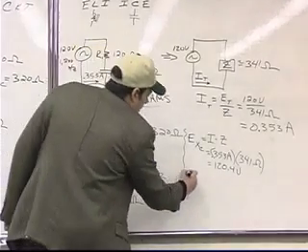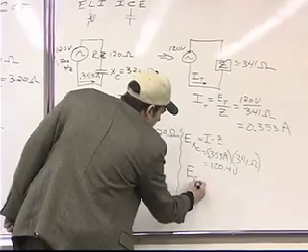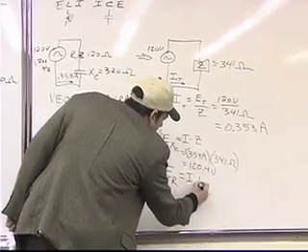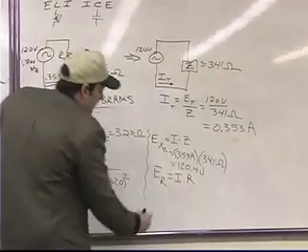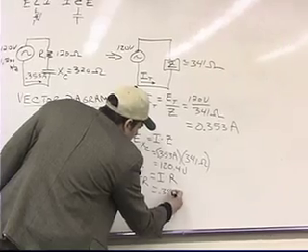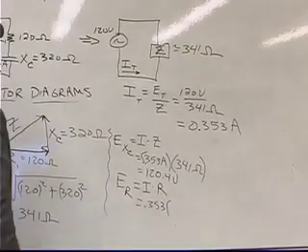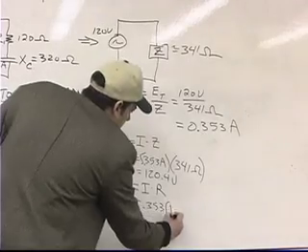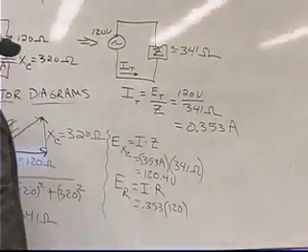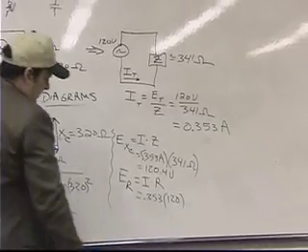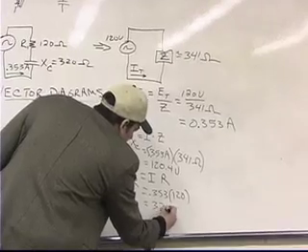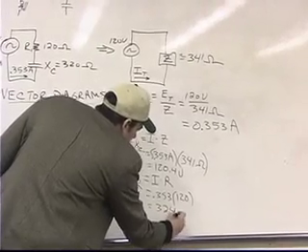What about the voltage drop across the resistor? That's going to be equal to the current flowing in the whole circuit times the resistance, which is going to be equal to 0.353 multiplied by 120. What is that now? So that's equal to 42.4. And that's going to be volts.